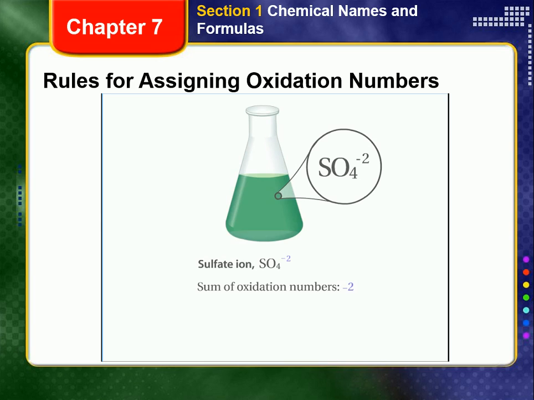Similarly, the sum of the oxidation numbers of all atoms in a polyatomic ion equals the charge of the ion. For example, the sum of the oxidation numbers of the atoms in the sulfate ion must equal -2. Since each oxygen atom has an oxidation number of -2, and there are 4 of them, the sulfur atom must have an oxidation number of +6.